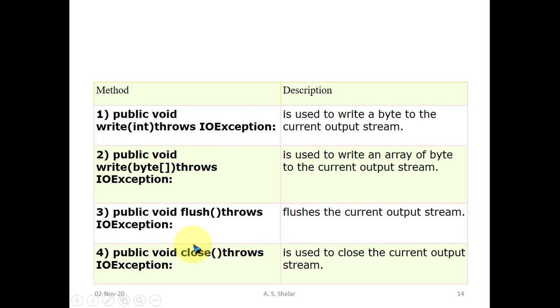The description is given here. It is used to write a byte to the current output stream. It is used to write an array of bytes into the output stream, this flushes the current output stream, and this is used to close the current output stream. So this is the inheritance hierarchy of the OutputStream.